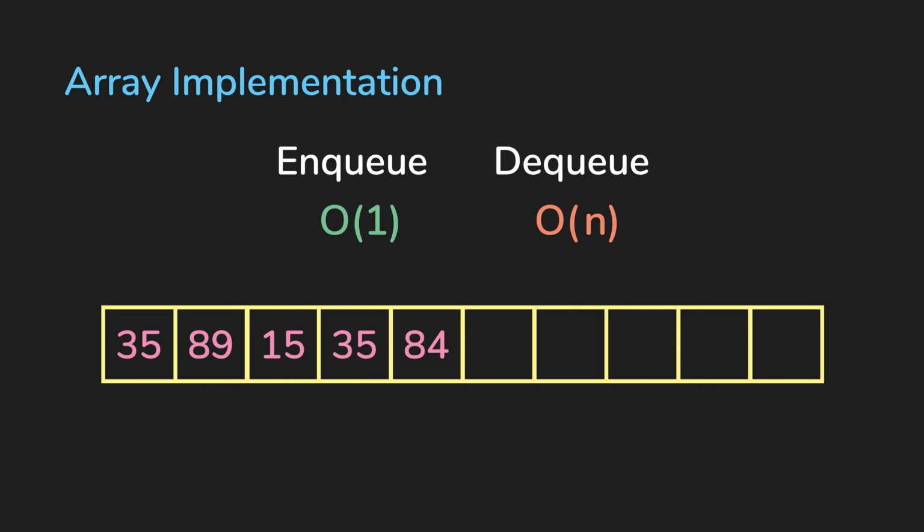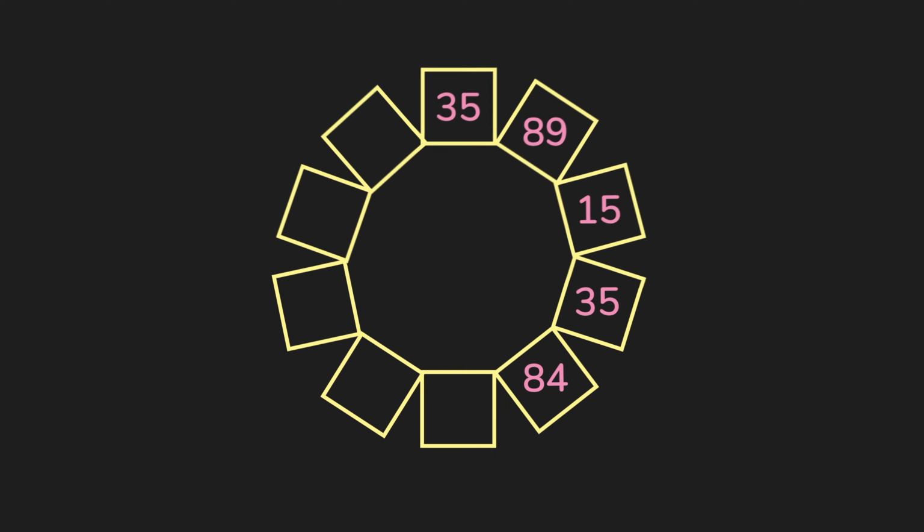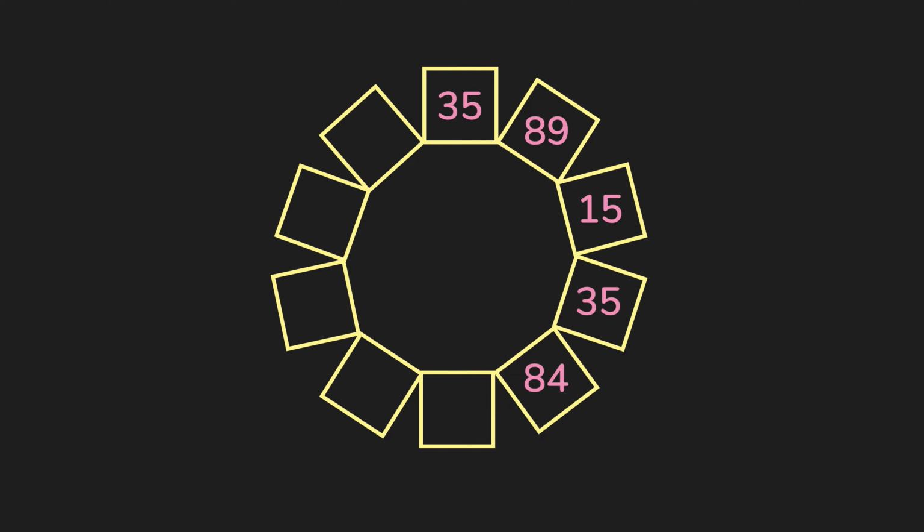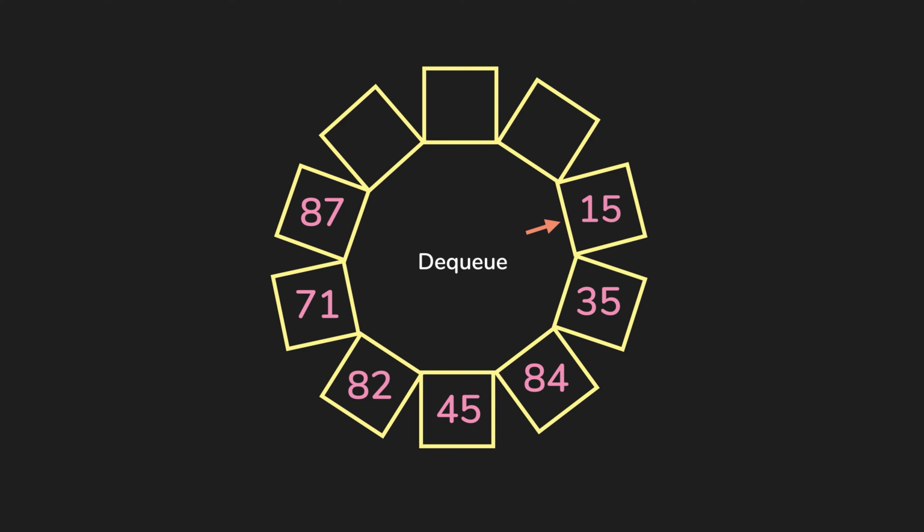Let's think of a way where we can still use an array to implement the queue, but also NQ and DQ in constant time. Can you think of a strategy? Here's a hint. We can form a circle with the array elements and NQ at the rear and DQ from the front. In that case, we won't have to shift all the elements.